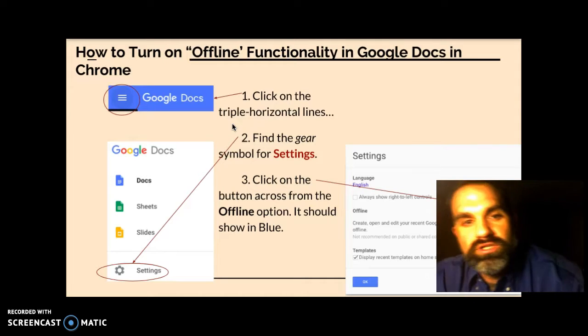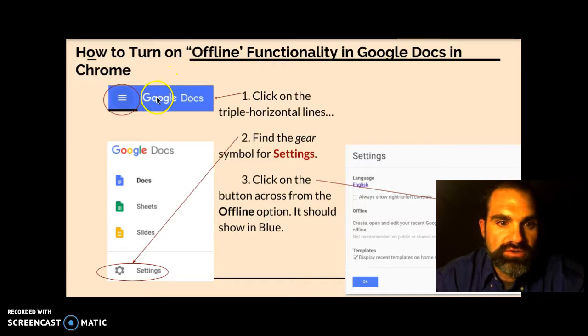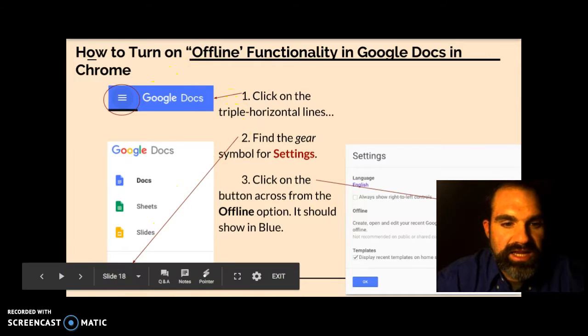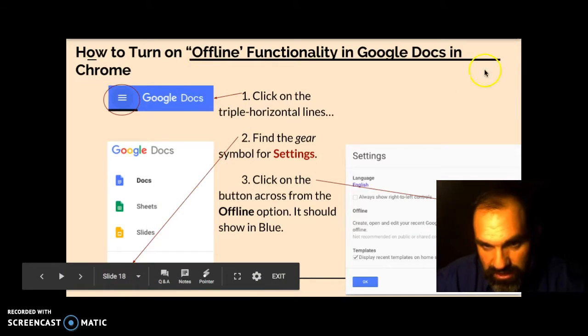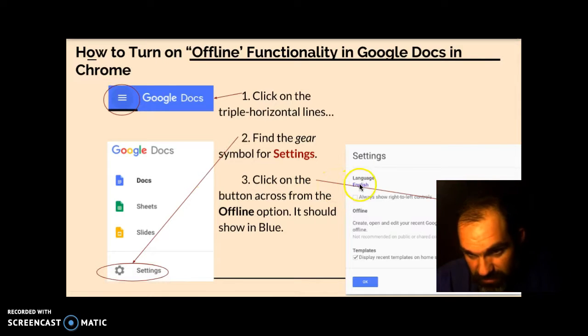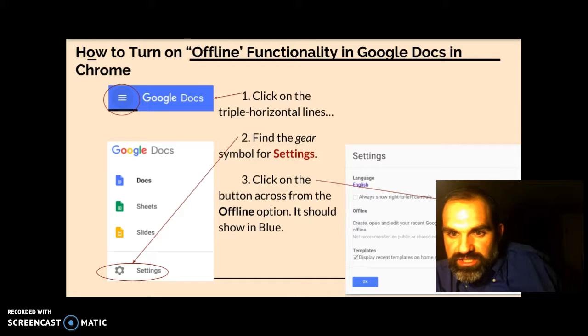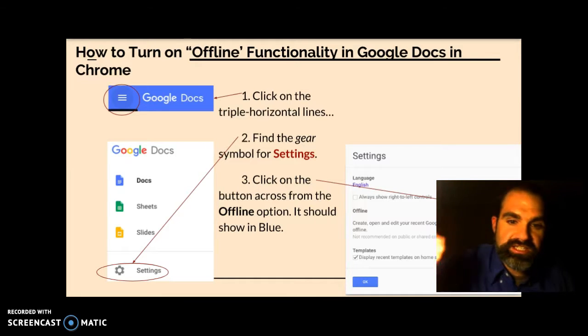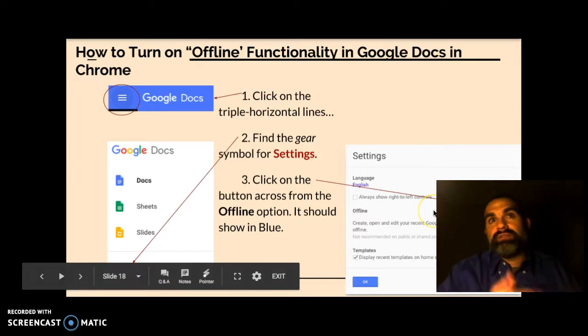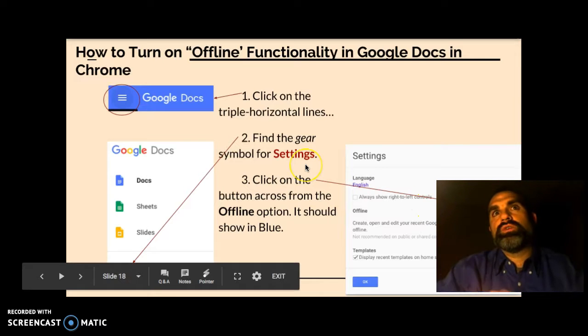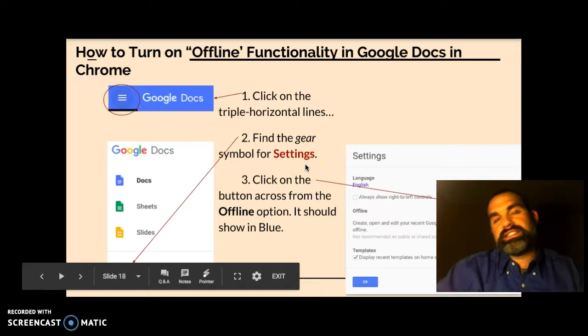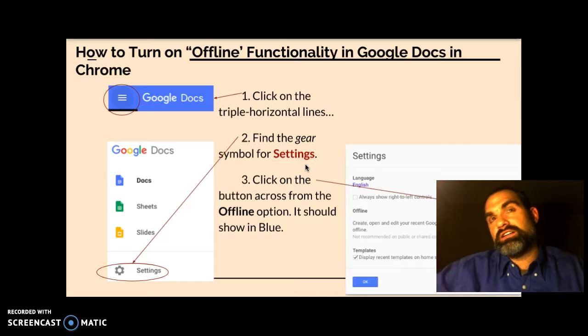The way that you add that offline functionality is that you open Google Docs. You click on the triple horizontal lines right next to Google Docs, and then you go to the settings wheel. You'll have a window come up and it'll show a little place to the right-hand side of the word offline. Make sure that little button that you press is blue, and then it'll add everything offline. There's another way you can do it. You can go on the three dots next to an actual file, click on it, and click on add to offline.